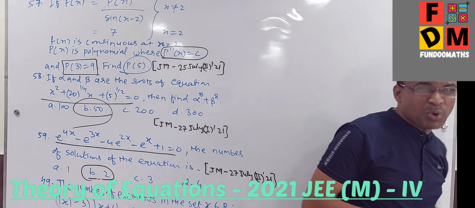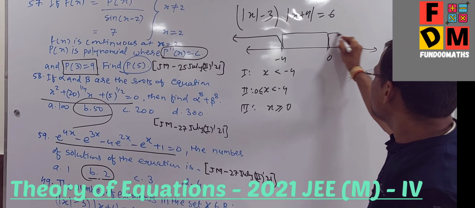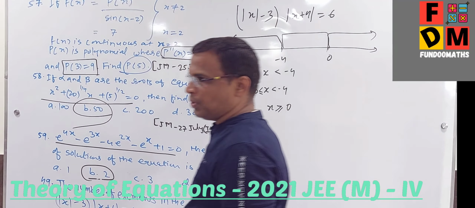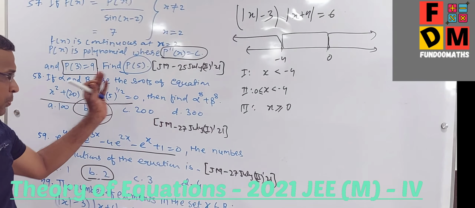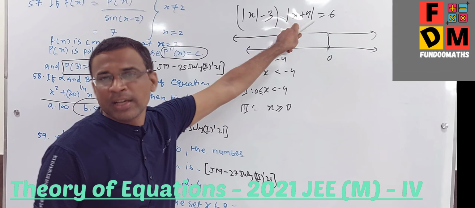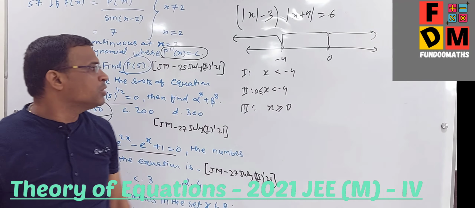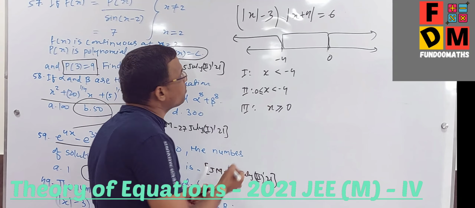My case 2 will be x is in between 0 and minus 4. So 0 and minus 4 is this zone. And case 3 will be x is greater than or equal to 0. So these are the three cases which we can pull out here. Why minus 4? Because minus 4 is a critical point. Now case 1 is x less than minus 4.